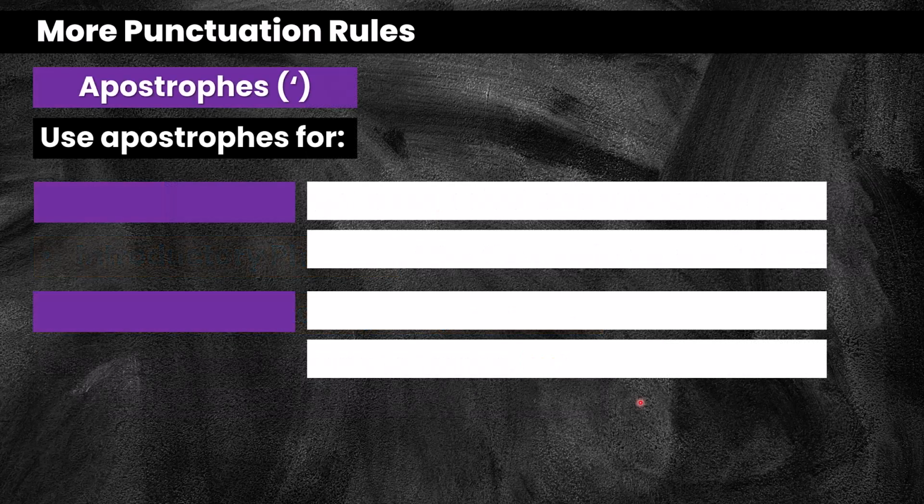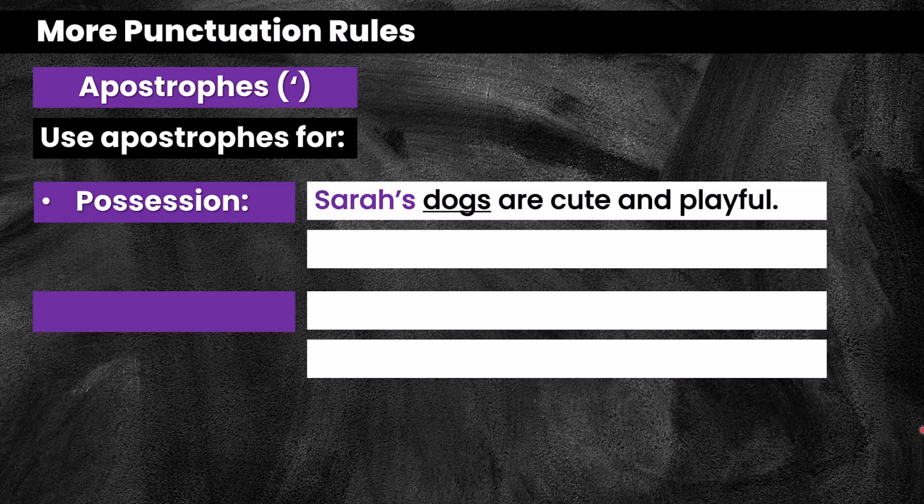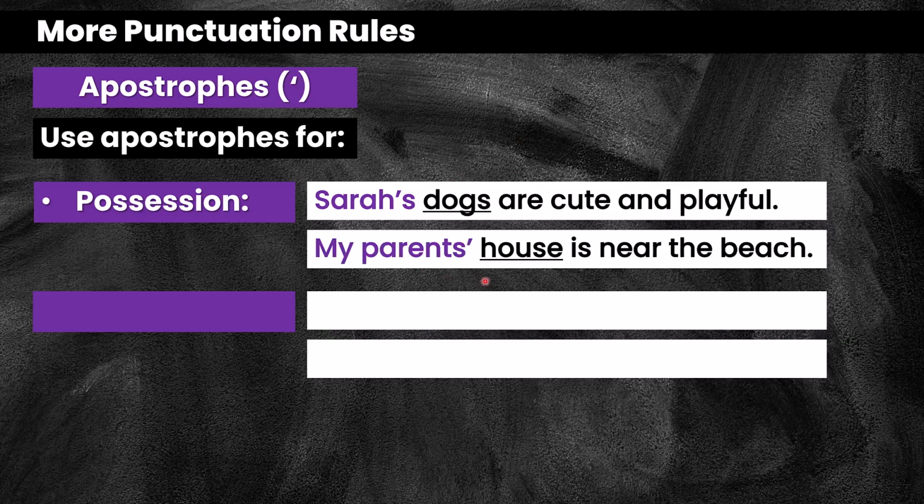Next, let's talk about apostrophes. First, we use apostrophes for possession and to show possession. For example, Sarah's dogs are cute and playful. Here we have apostrophe S after Sarah, and that means that the dogs belong to Sarah. They are her dogs. Another example, my parents' house is near the beach.